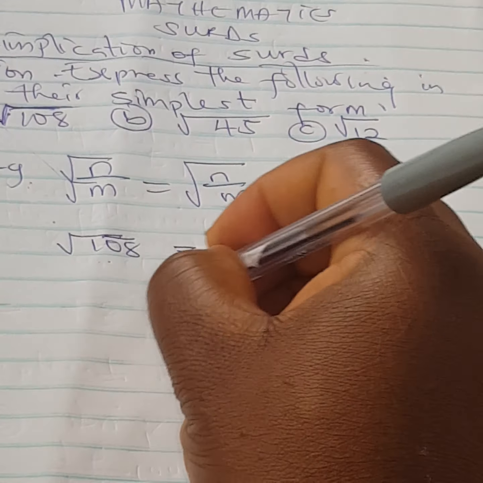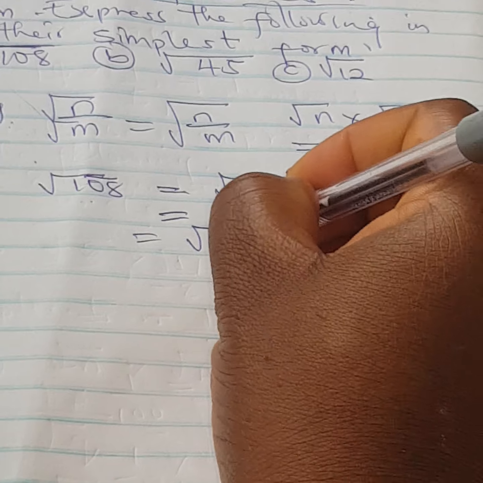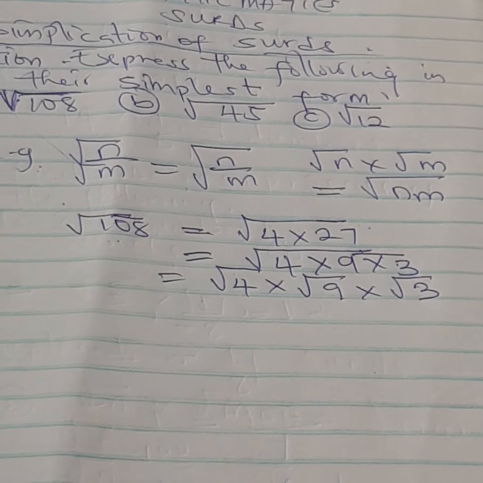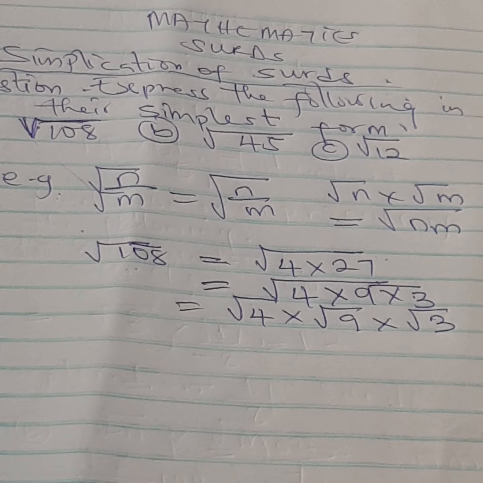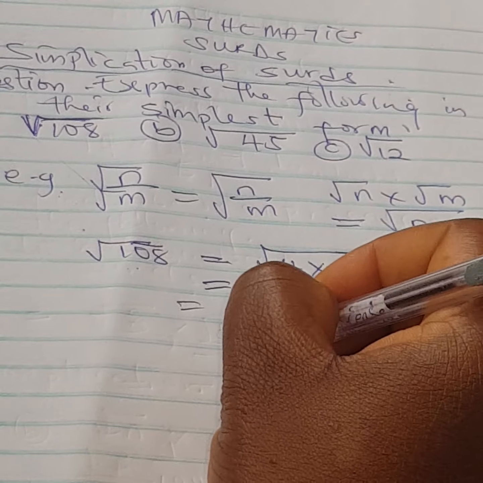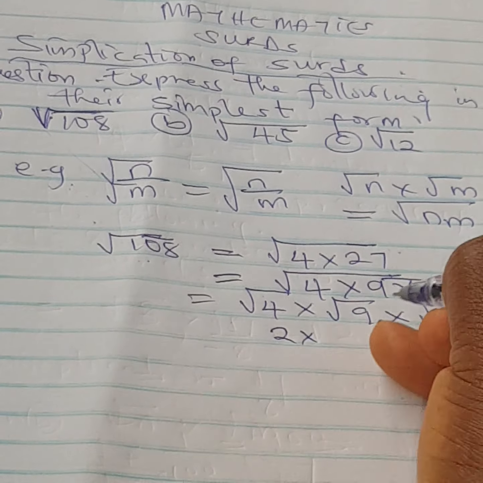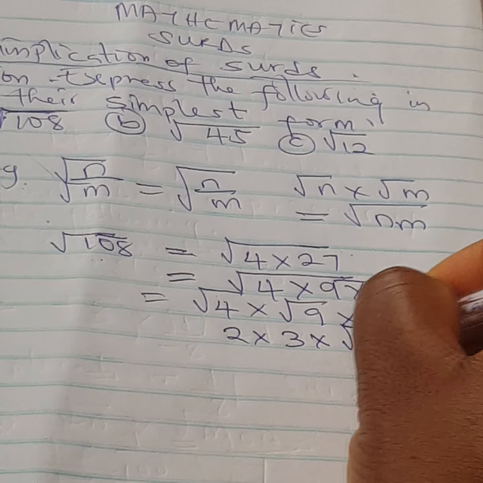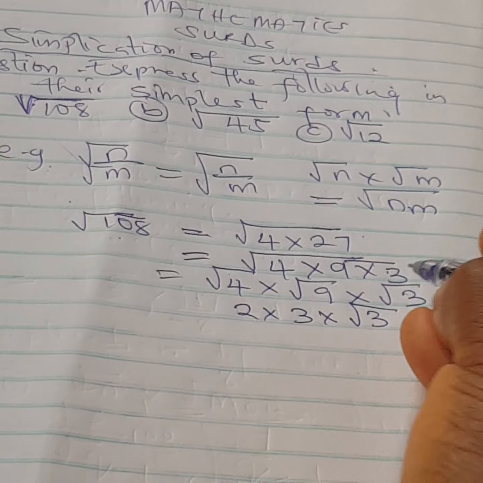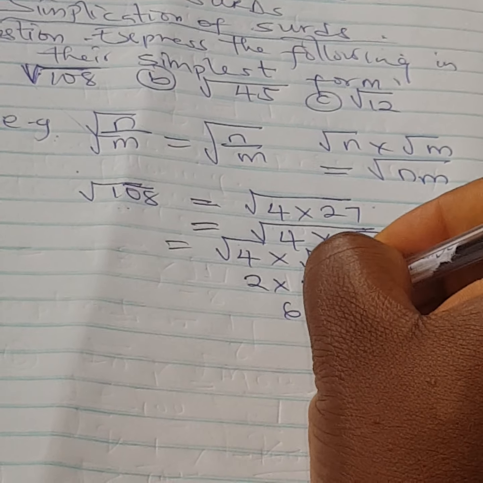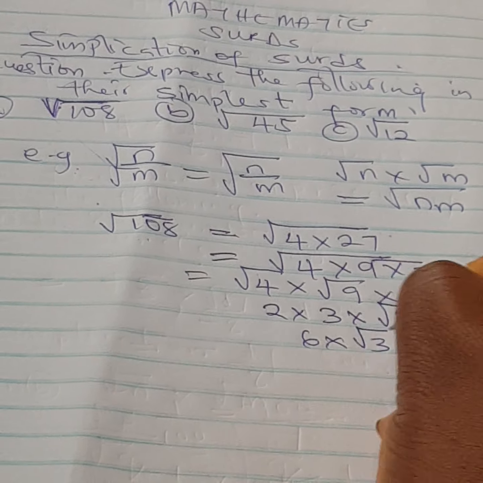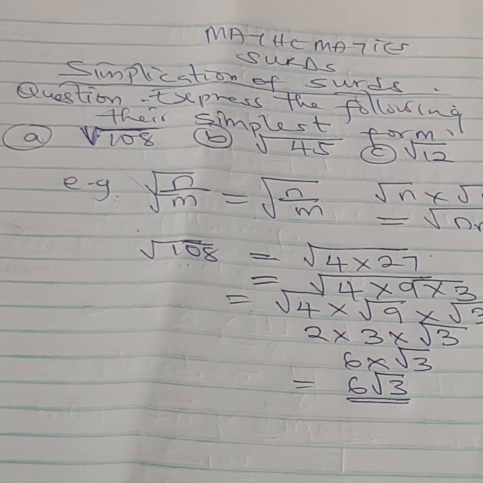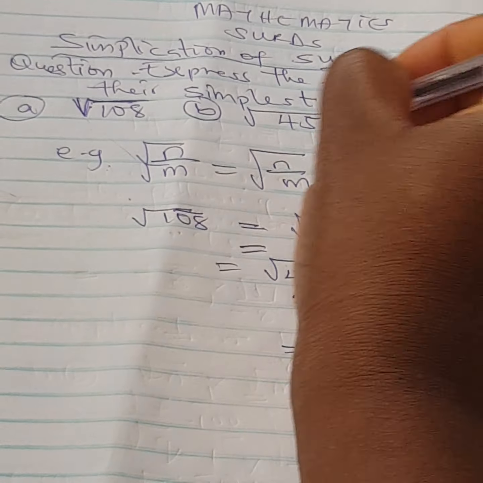So remember that this can also be written as the square root of 4 times the square root of 9 times the square root of 3. So when we write it this way, what are we going to have? The square root of 4 is 2, times the square root of 9 is 3, times the square root of 3. So 2 times 3 will give us 6 times the square root of 3, which is equal to 6 root 3. That is your answer.